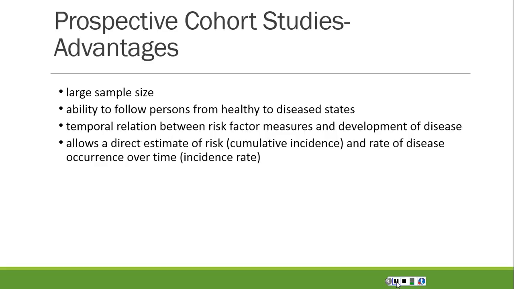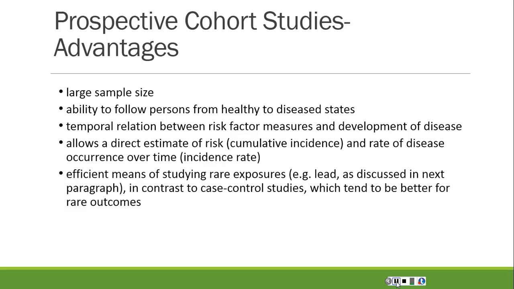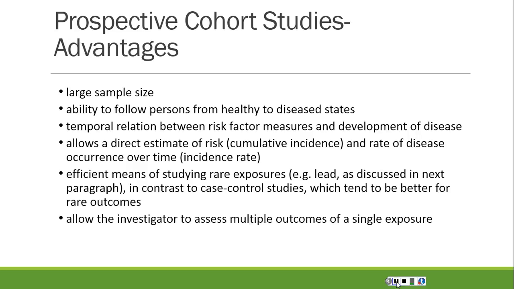These studies allow a direct estimate of risk, such as cumulative incidence, and a rate of disease occurrence over time, or the incidence rate. This is in contrast to a cross-sectional study, where you can just see prevalence. These studies are also an efficient means of studying rare exposures. For example, lead can be studied in a cohort study such as this, in comparison to case control studies, which tend to be better for rare outcomes.